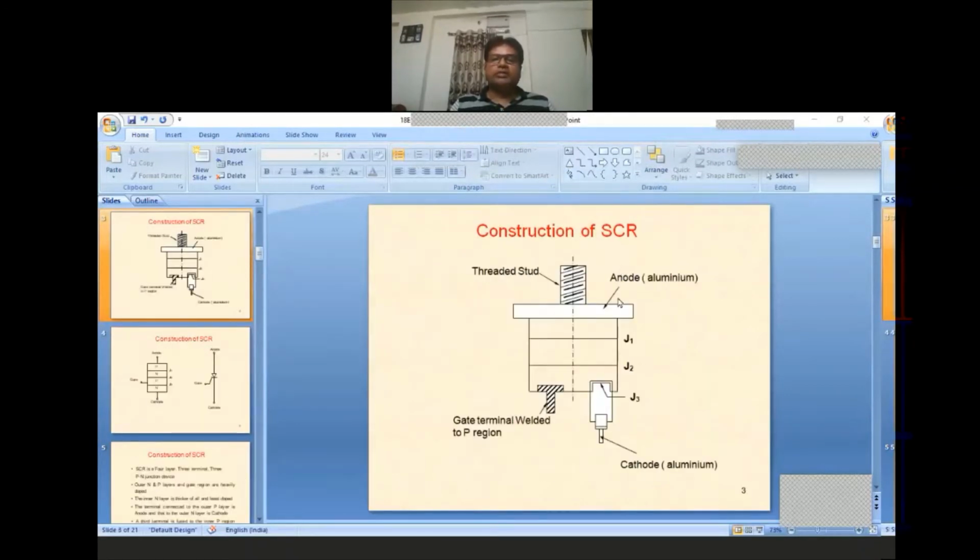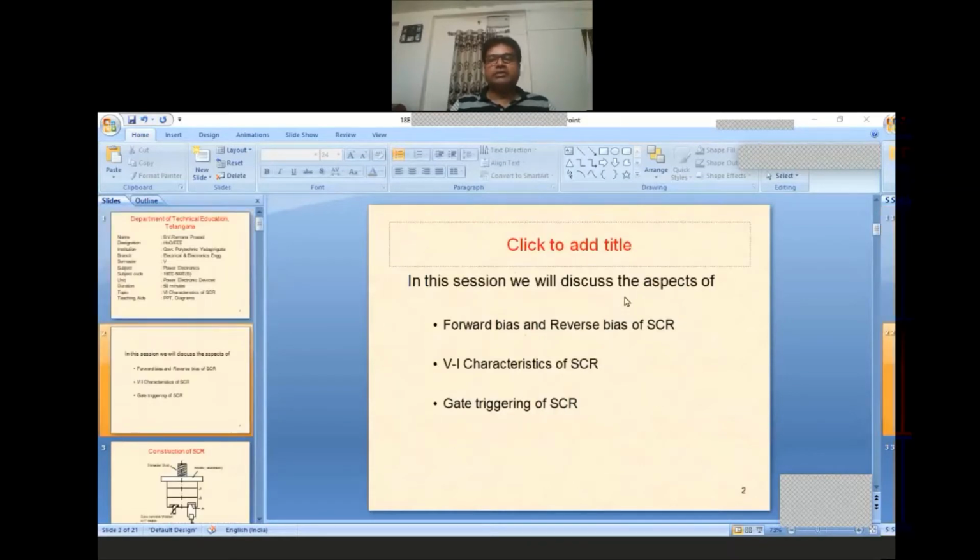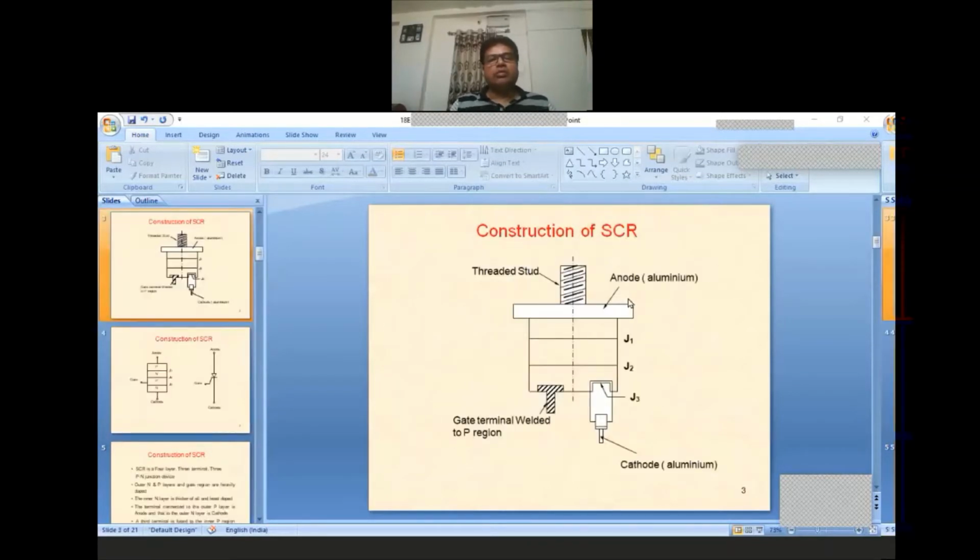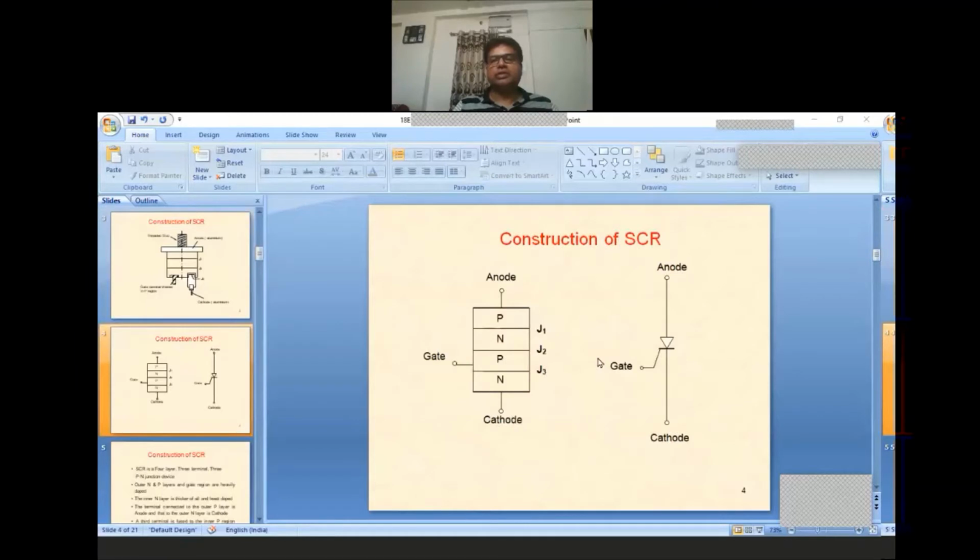From the viewpoint of your assignments and examination question answers, when the construction of SCR is asked, you have to mainly explain the orientation of different layers, the doping of various layers, and the different materials used for the construction of SCR, and the types of construction which I have explained in the previous session, that is epitaxial type of construction and MESA type of construction.